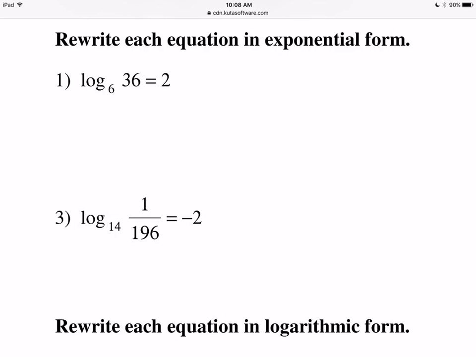All right, so here are some more examples of changing forms. So go from either exponential to logarithmic form or from logarithmic form to exponential form. So number one, it says rewrite each equation into exponential form. So we see that it's log base 6. So when I write my answer, it's going to be 6, and then 36 and 2 need to switch places. So it'll be 6 squared equals 36.